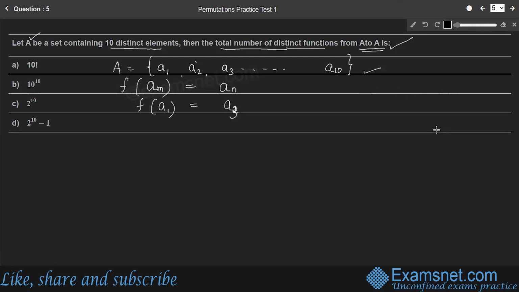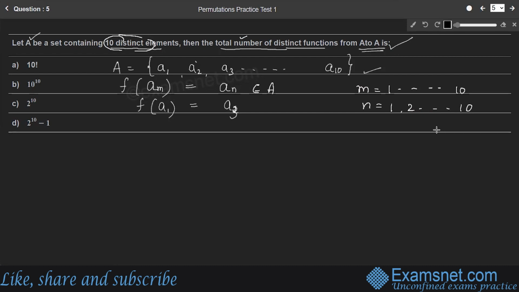Because there are 10 elements in the given set and these elements are distinct, the elements are not equal to each other. So here m ranges from 1 to 10 and n also ranges from 1 to 10, such that f of Am is equal to An, which belongs to set A. Here the question is the total number of distinct functions from A to A.